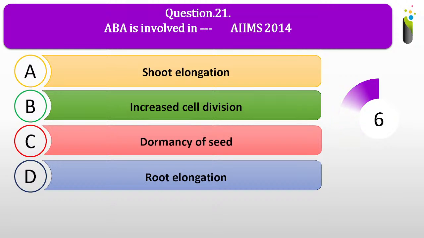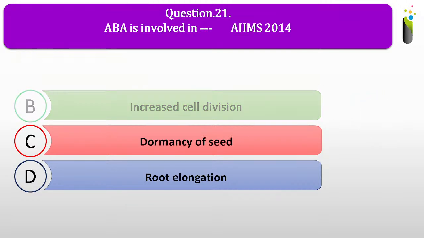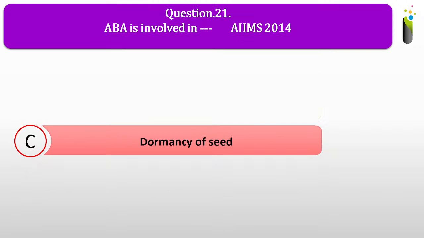So answer me for question number 21. So the correct answer is abscisic acid is involved in dormancy of the seed. Almost all of you are getting it right. Very good. Question number 22.